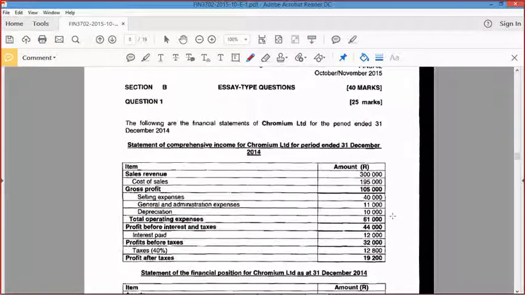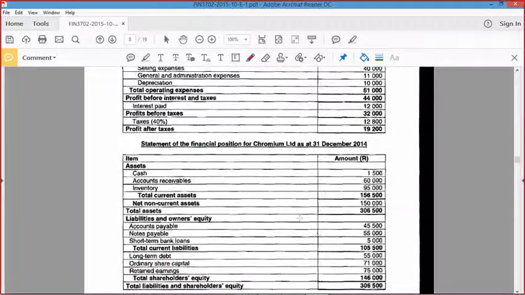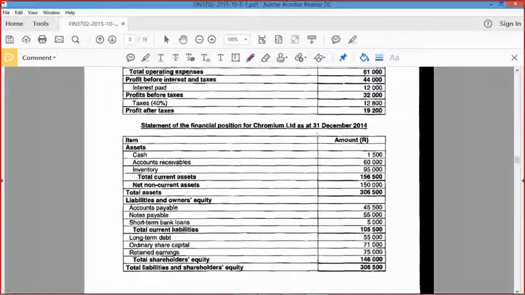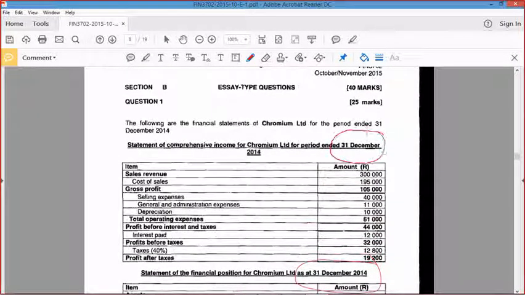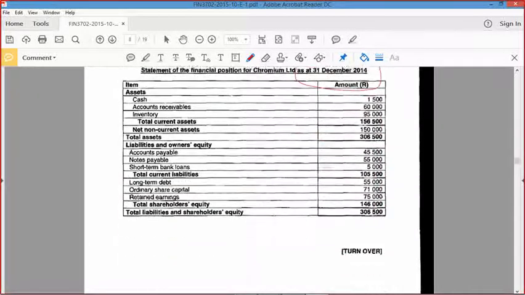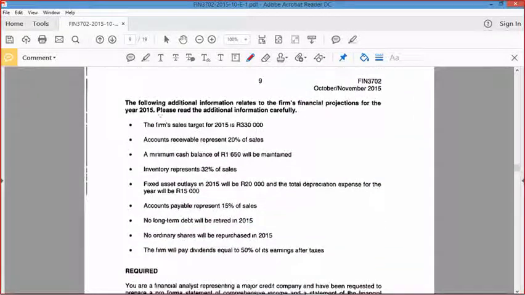No. Oh, okay. Alright, so looking at section B, we're focusing on Chromium Limited here for 31st December 2014. They've given you a statement of comprehensive income, and then they've given you a statement of financial position. Notice that was for the 31st of December 2014, which would have been for the last financial year. Then they talk about the following additional information relating to the firm's projections for the 2015 year. See, there's the new year.